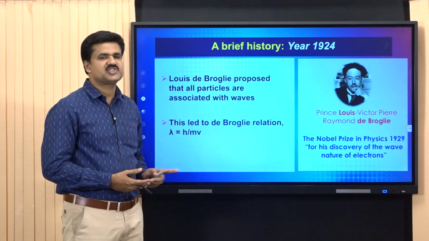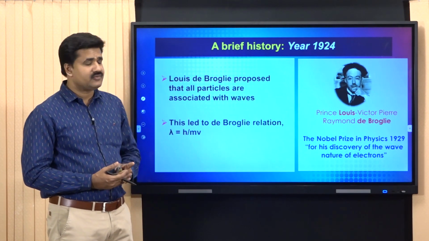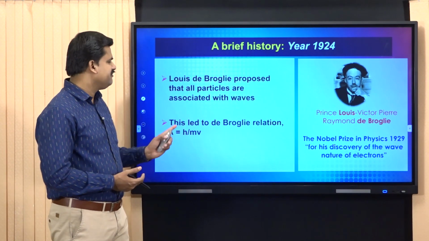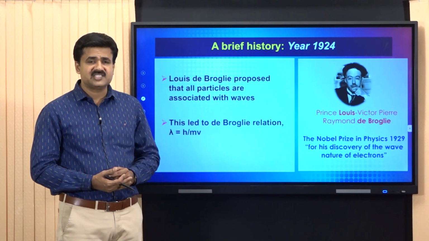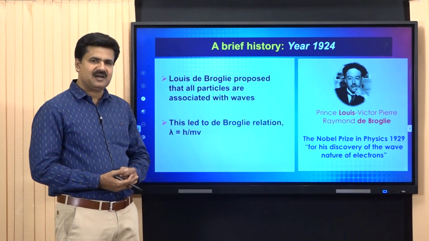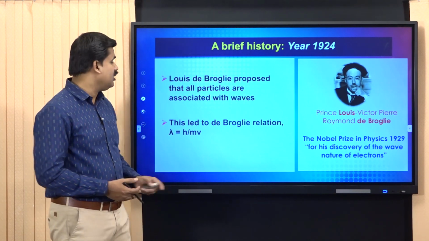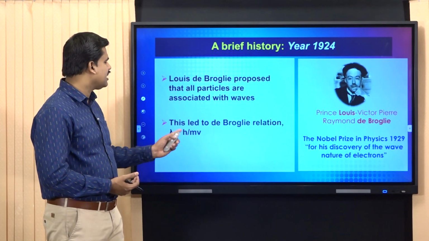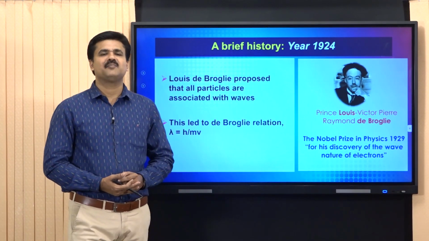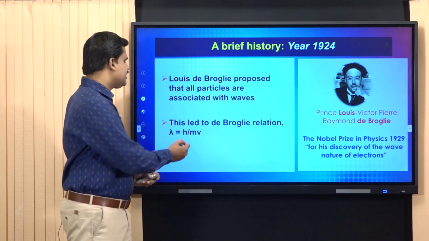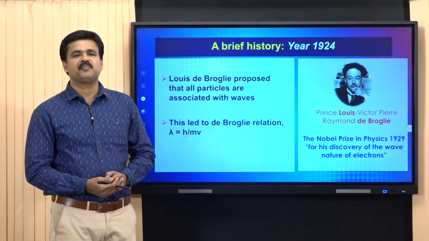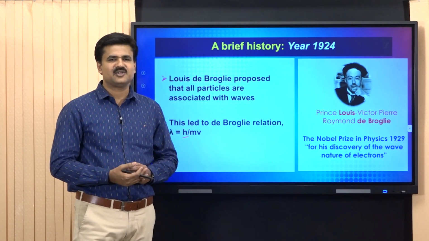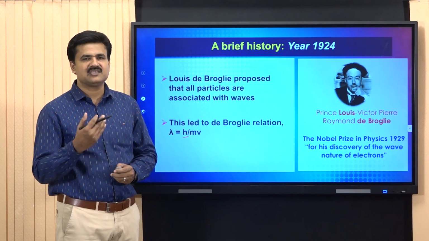This suggestion led to the formation of an important relation called the de Broglie relation, which is lambda equals h by mv. The wavelength lambda associated with a particle of mass m traveling with a velocity v can be calculated by using the equation lambda equals h by mv. Here h represents Planck's constant. Its numerical value is 6.626 times 10 raised to minus 34 joule second.